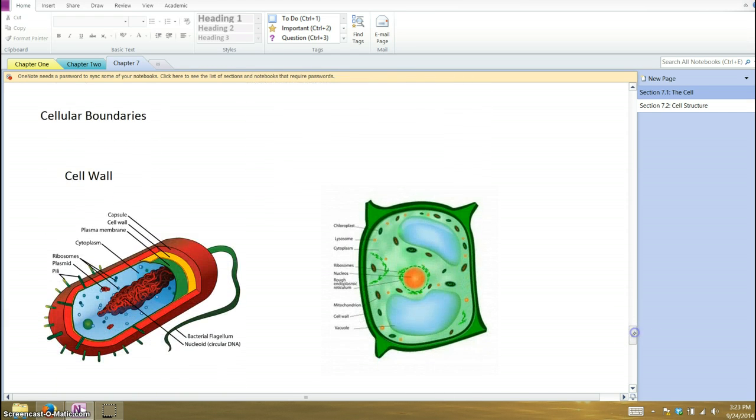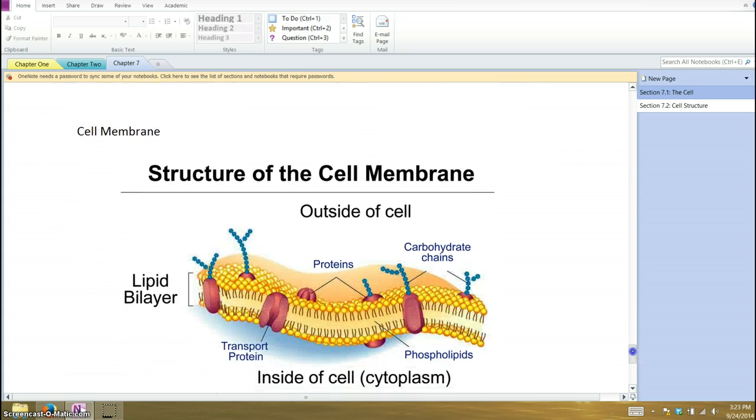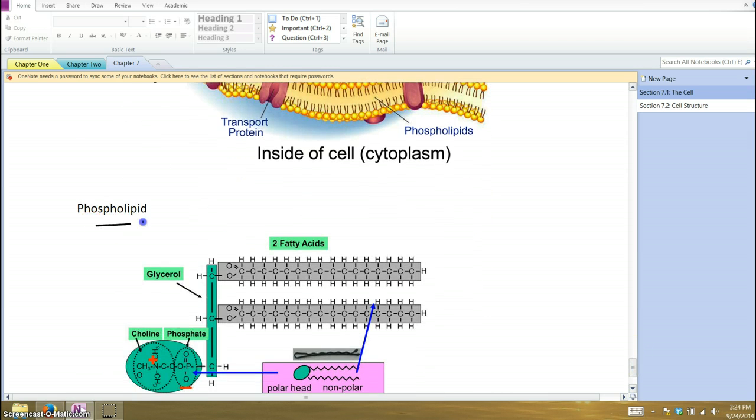Of course, cells have boundaries. We mentioned they have a cell wall. Plants, bacteria in particular, also fungi have cell walls. All cells have a cell membrane, which I'm running out of time here, but we'll talk about those in more detail, in particular these things, phospholipids, very important.